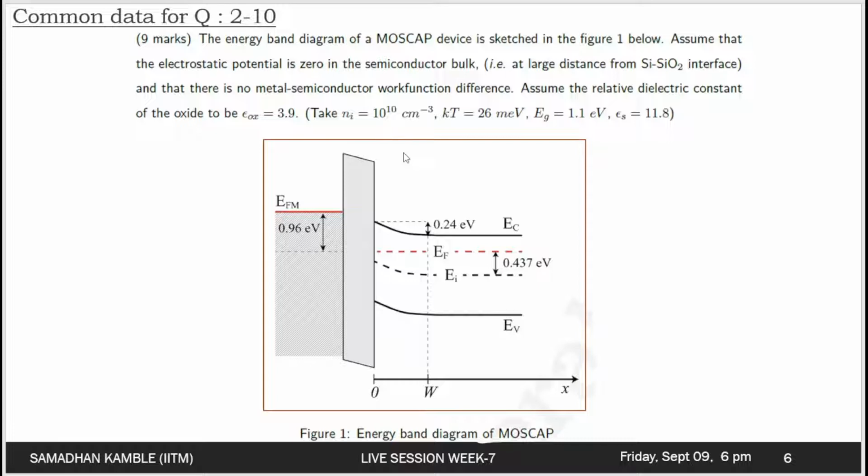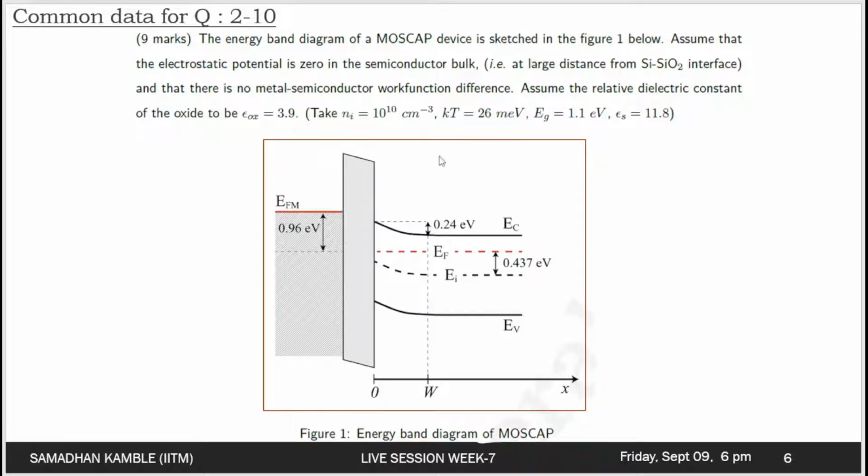The energy band diagram of a MOS capacitor device is sketched here in figure 1 below, and we need to assume the electrostatic potential is 0 in the semiconductor bulk. That is, we are considering a large distance from the silicon and silicon dioxide interface, and also that there is no metal semiconductor work function difference. So phi ms, that is phi m minus phi s, is 0, and also assume the relative dielectric constant of the oxide to be 3.9. Different parameters are also shown here.